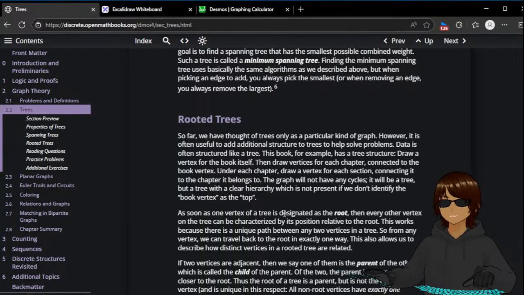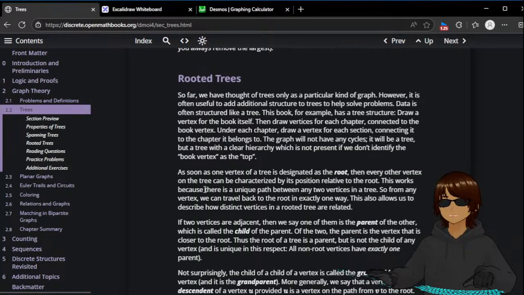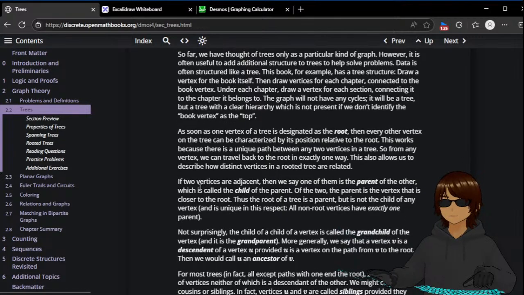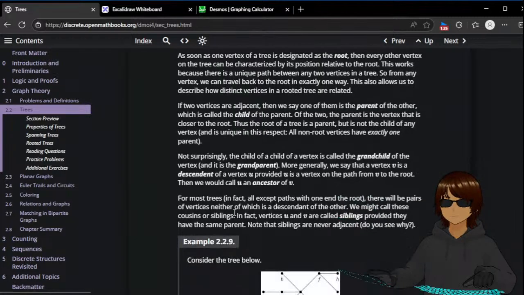As soon as one vertex of the tree is designated as the root, then every other vertex on the tree can be characterized by its position relative to the root. This works because there is a unique path between any two vertices in the tree. So from any vertex, you can travel back to the root in exactly one way. This also allows us to describe how distinct vertices in a rooted tree are related. If two vertices are adjacent, we'll say one of them is a parent of the other, which is called the child of the parent. Of the two, the parent is the vertex that is closer to the root. Thus, the root of the tree is a parent, but is not the child of any vertex.